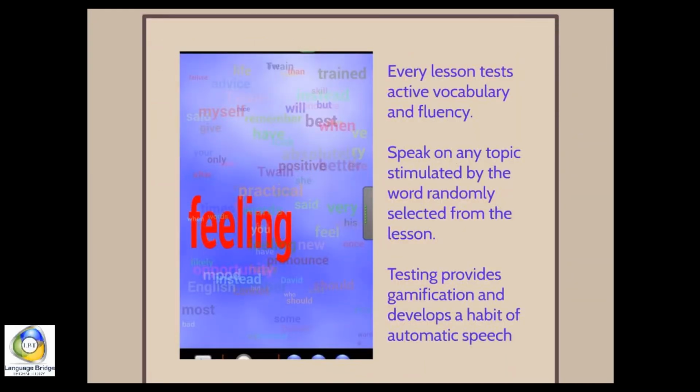Testing active vocabulary and fluency are part of every lesson. The learners take tests after they complete each lesson by putting on their earphones and saying a few sentences on any topic ignited by the word randomly selected from the lesson. The built-in tests provide gamification, elements of achieving levels and winning awards that digital learners expect from the games they play. The tests also strengthen the learner's ability to speak spontaneously, the way he or she does in the native language. Progressing through the tests strengthens the student's faith in the method and gives them a positive feeling of success.